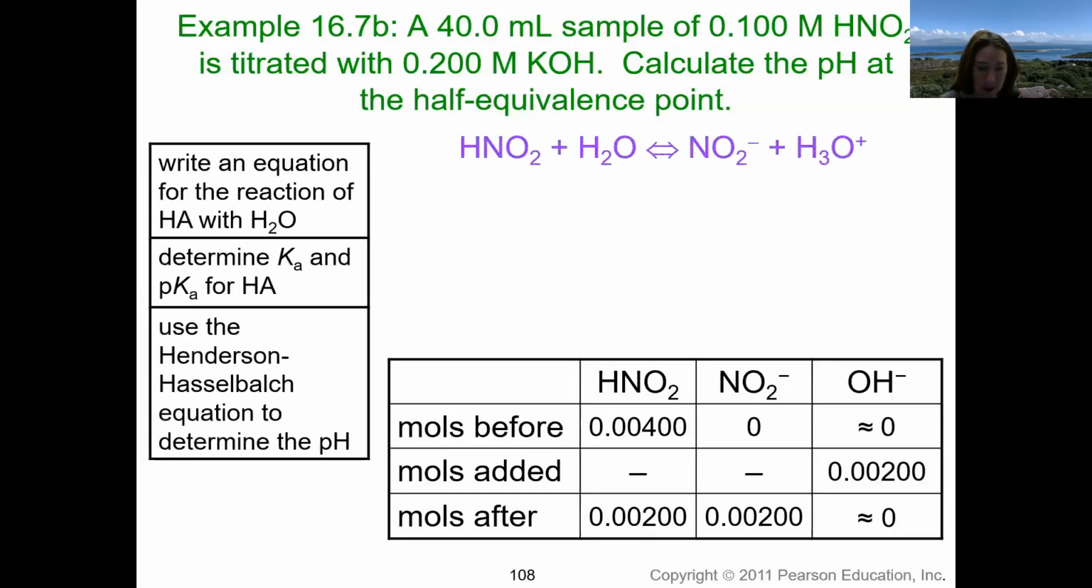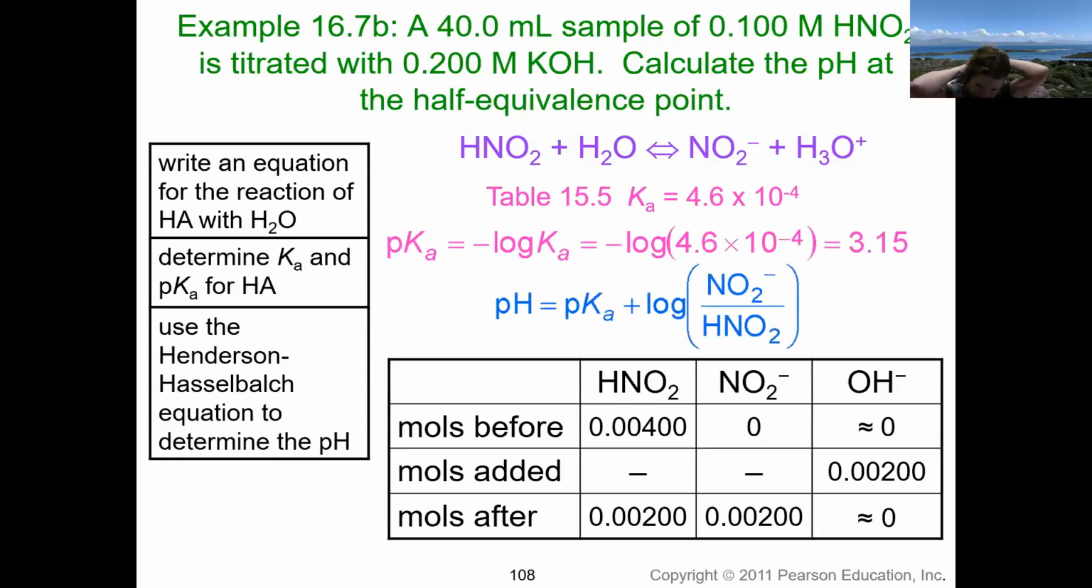Okay, so now at our half equivalence point, our pH equals our pKa. And again, here's our moles. It's just the same moles table as before. Here is my pKa, and my pH should equal my pKa, right? So what should the pH be? It should be 3.15, because that's the definition, 3.15.